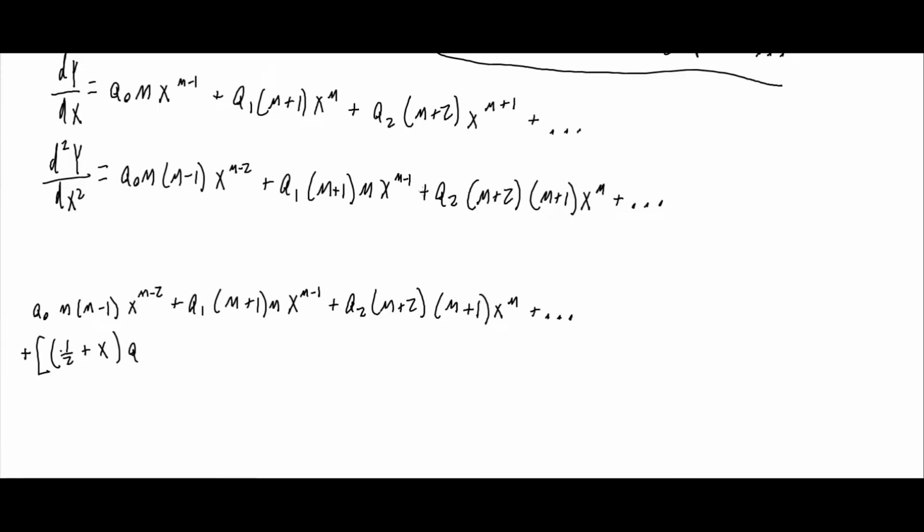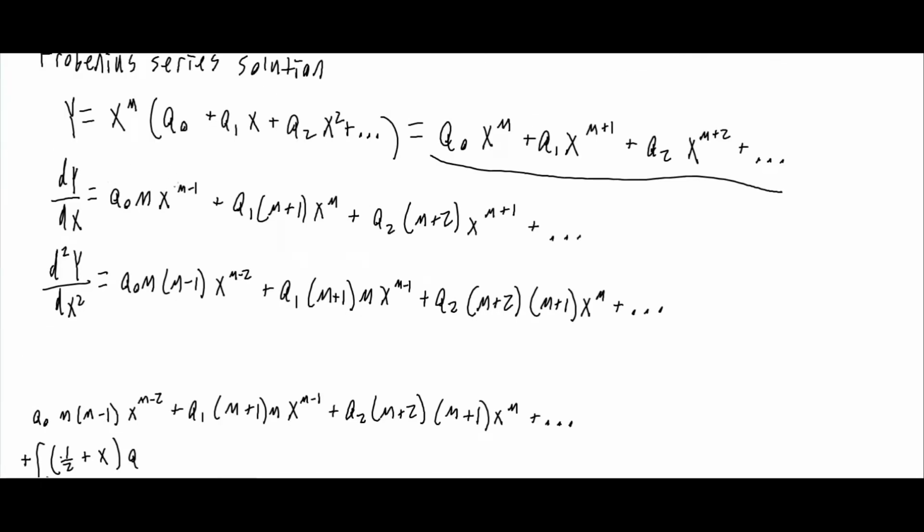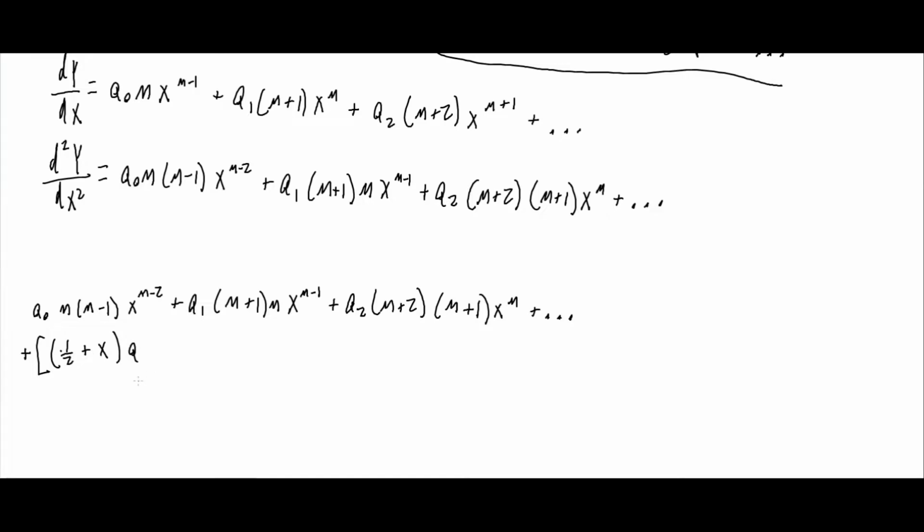So essentially what's happening is, we have this x to the m minus 1 here, so that x is going to cancel out with that, so we end up with a naught times m times x to the m minus 2, because that x in the denominator canceled out, and then plus our a1 times m plus 1 times x to the m minus 1, plus a2 times m plus 2 times x to the m, and so on, going to infinity.